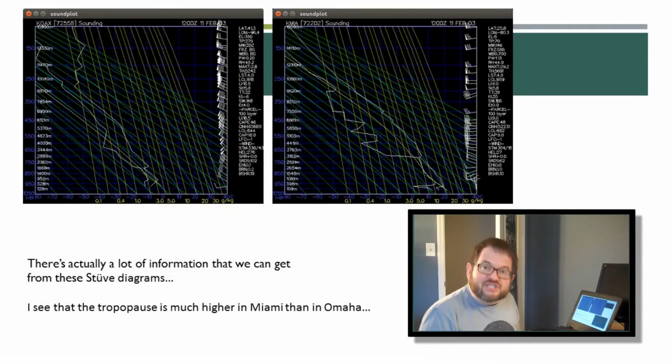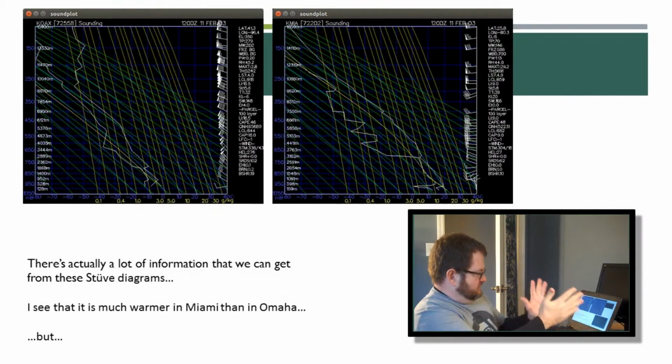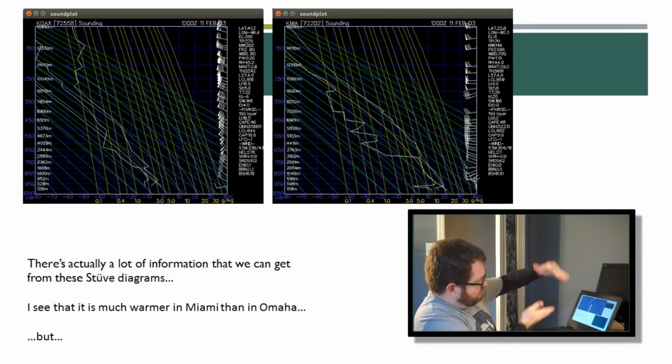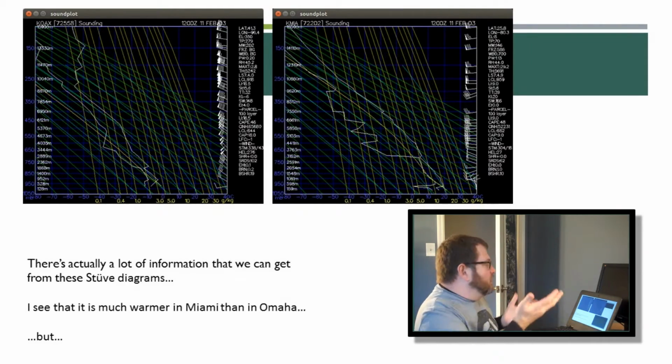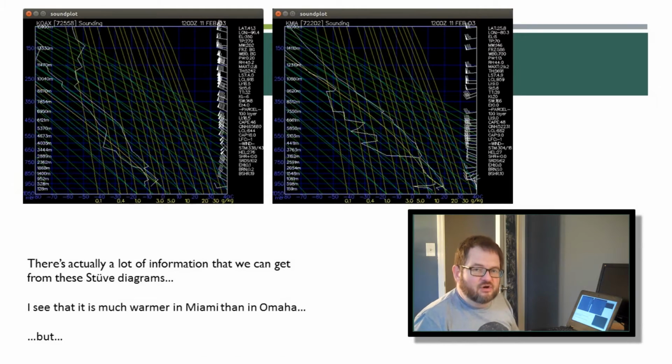Lovely, I guess. We found some information using a Stuve diagram. It's kind of a little hard to see because I positioned them to the left and right of each other. If I had them above and below each other, it'd be easier to see clearly that overall the temperature profile is warmer in Miami than it is in Omaha. I'm sure you're shocked by that, that in February it's warmer in Miami than in Omaha. But again, okay, we could get that information.